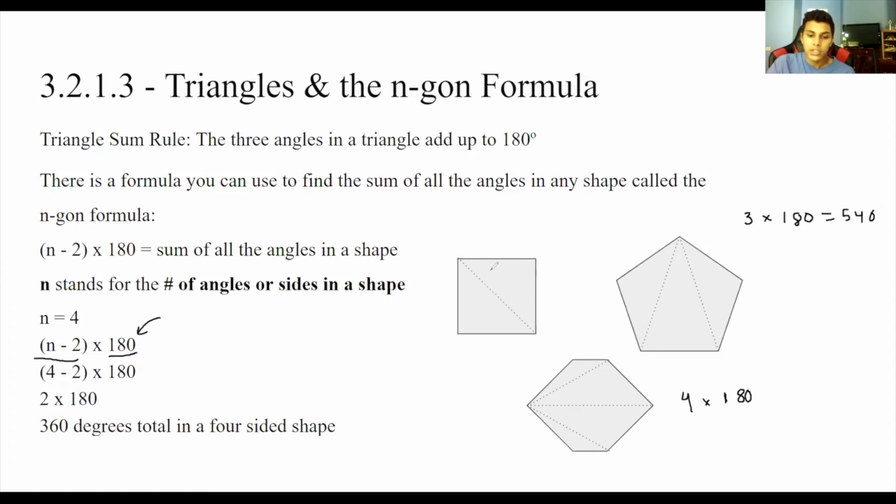So the four-sided shape is made of two triangles. The five-sided shape is made of three triangles. The six-sided shape is made of four triangles. And it's always made of two less than the amount of sides in terms of triangles.